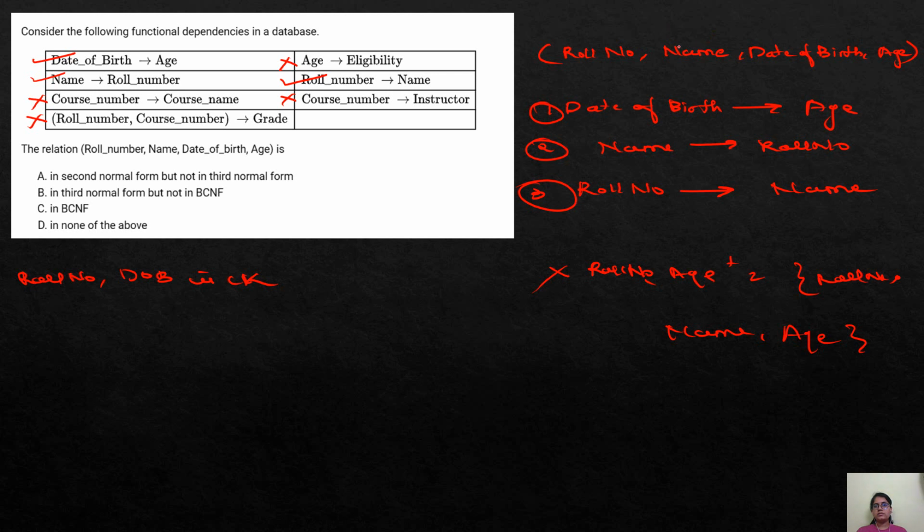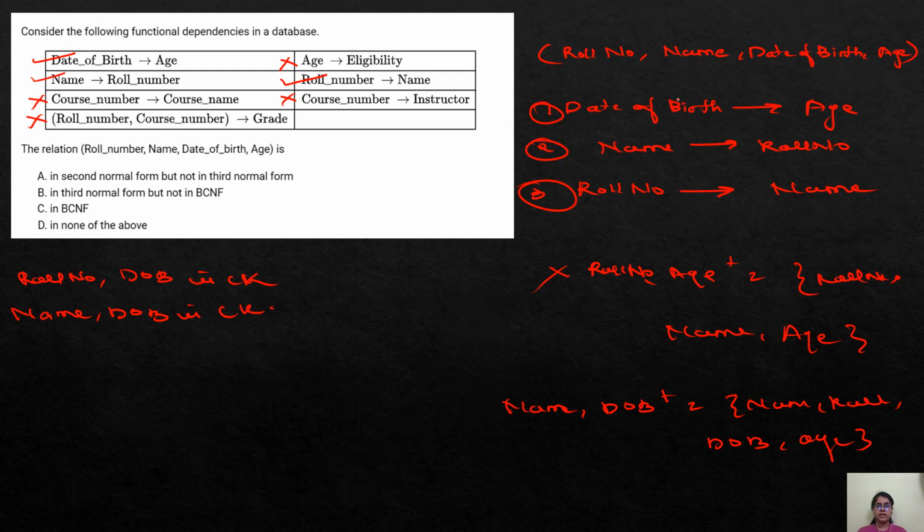So what combination is left then? Name and roll number we have already seen. Name and date of birth, let's check. Name and DOB: from name we can derive roll number, and from DOB we can derive age. So that's why this is also a CK. Name and DOB is a CK. Okay, and what combination is left? Name and age. From name we can derive roll number, and from age we can't derive anything, so DOB will not be there in the closure.